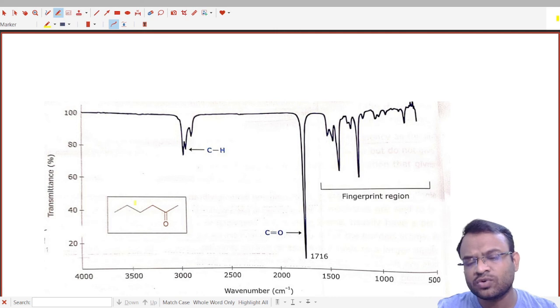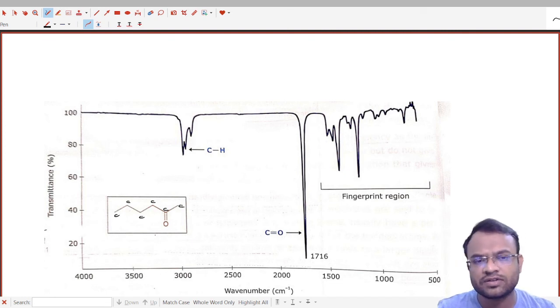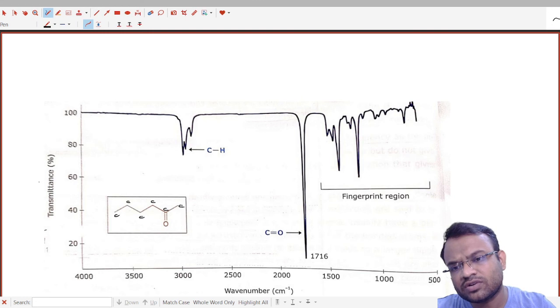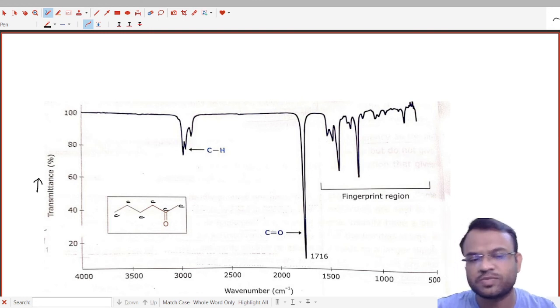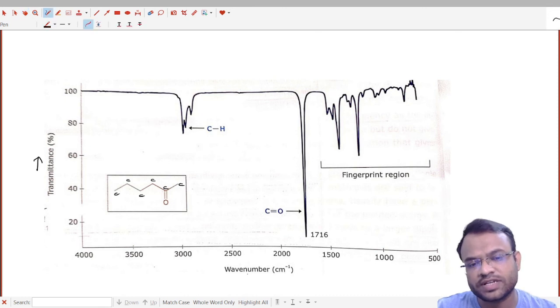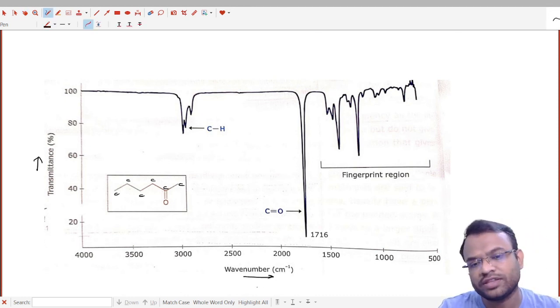Okay, so this is hexanone. You can see over here, this is carbon, this is carbon, this is carbon, this is carbon, this is carbon, and this is also carbon. This is hexanone. I have taken this photograph from Pathfinder. In this you can see that on the y-axis transmittance is present, and on the x-axis wave number is present. As I have already said, wave number is just the inverse of wavelength.